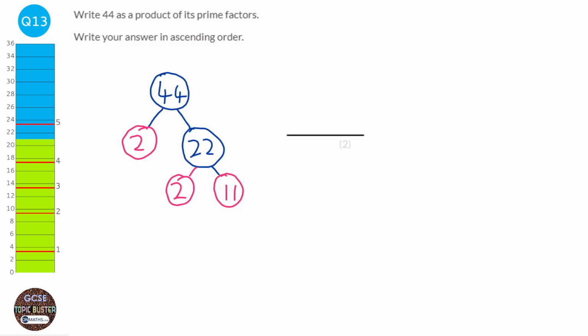Now, notice it says product of prime factors. So the prime factors are 2, 2 and 11. But the word product means times. So it's 2 times 2 times 11. Notice they're in ascending order. If we were asked to do it in index form, we would write it as 2 squared times 11.